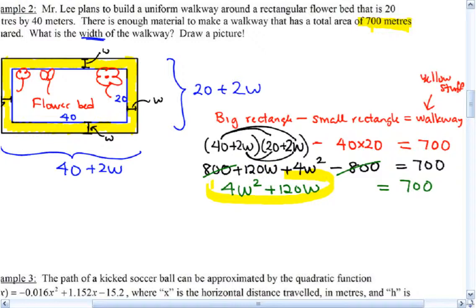What should I do first with that 4w squared? Factor out the 4. What's 120 divided by 4? 30. Good. And then, once again, I'm going to leave some bracket here. Figure out what number goes inside. 15 squared. Good. 15 squared is 225. I'm going to balance this out by minusing 225. 4 times 225. What's that? 900.